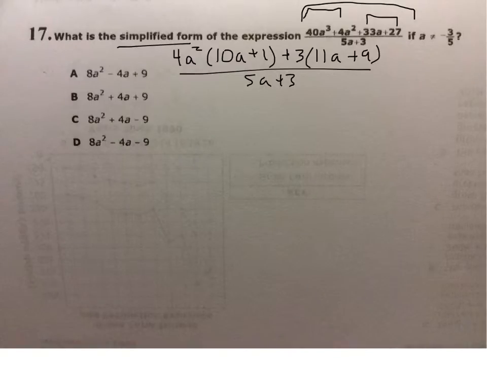Now, I don't see anything in common here that we could factor out, either in this first grouping or the second grouping, or anything in the numerator and the denominator. So we basically have to scratch that, and that tells us that we're going to have to do long division in order to simplify. So go ahead and set up a long division bar.